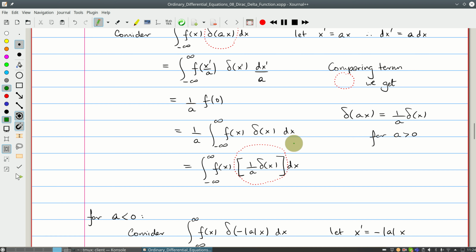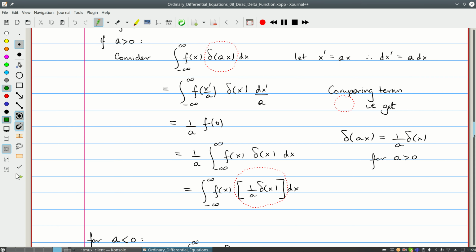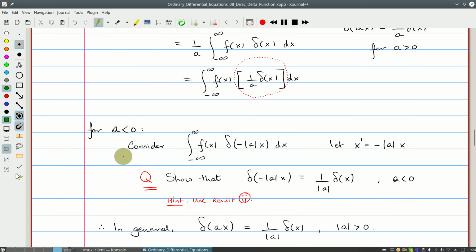So we can bring the 1 over a in as the integral from minus infinity to infinity of f of x in square brackets 1 over a delta x dx. And now we make the identification with these two terms circled in red. And we must have delta of ax is equal to 1 over a delta of x for a greater than 0. Now for a less than 0, here's what we can do.